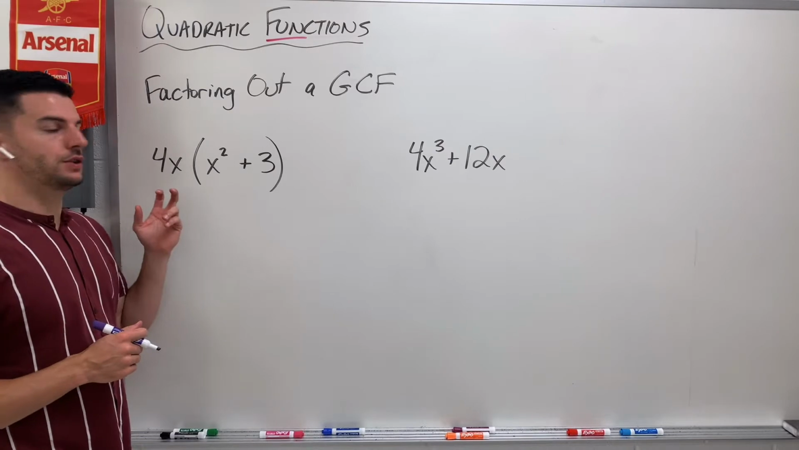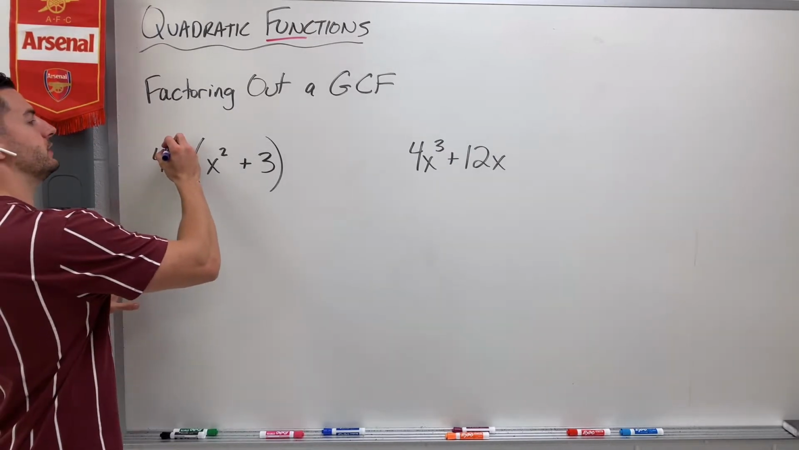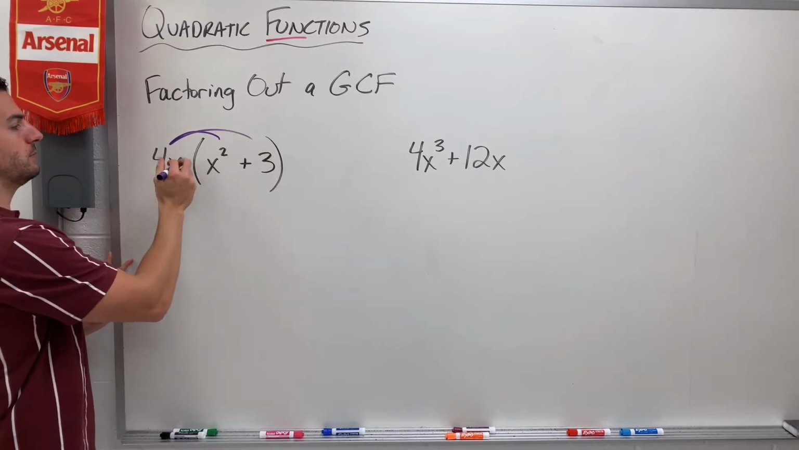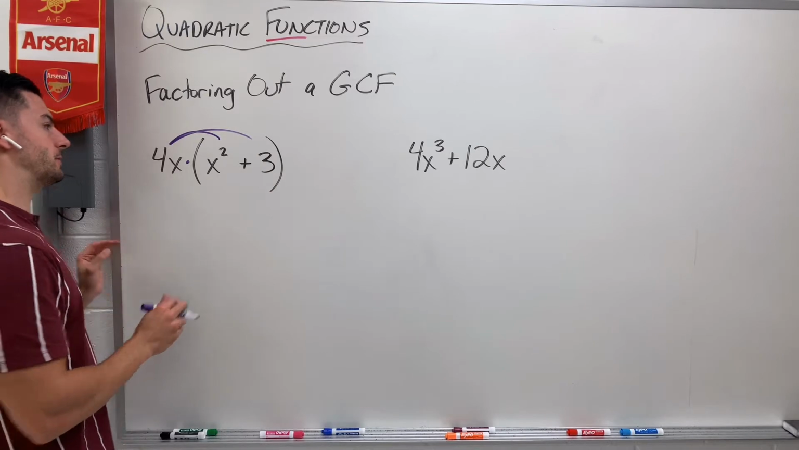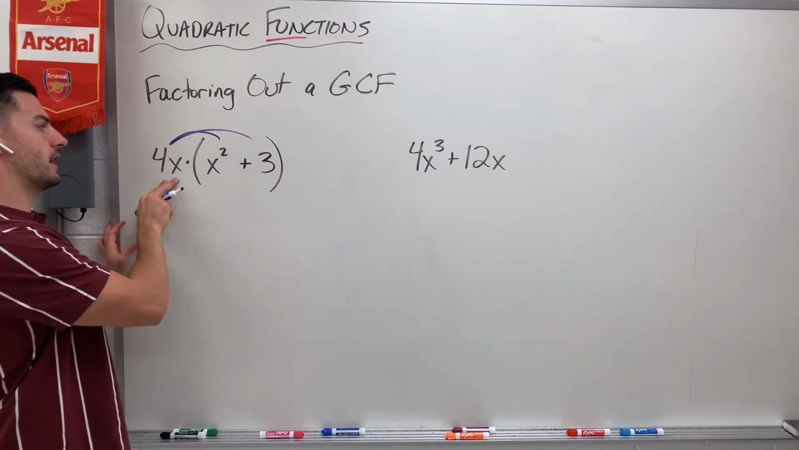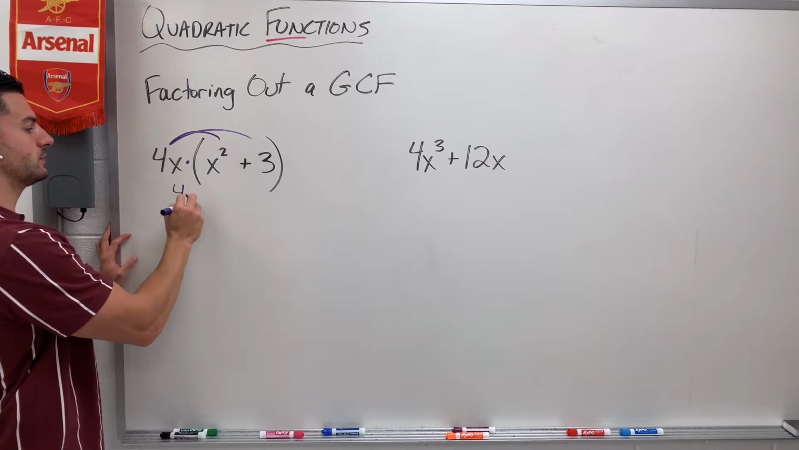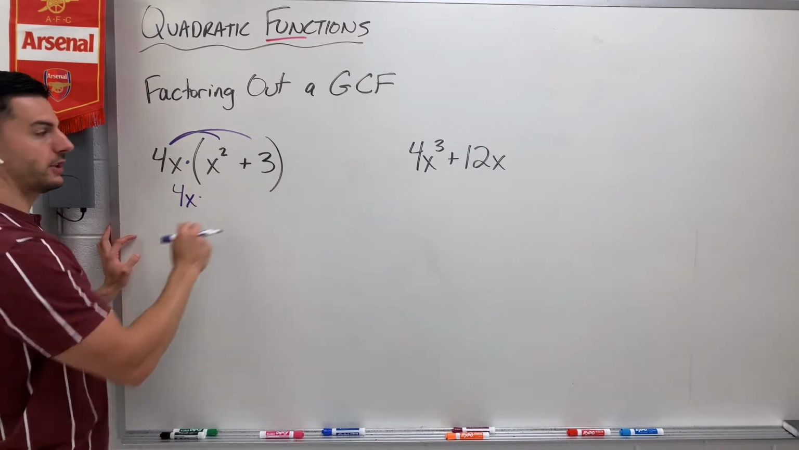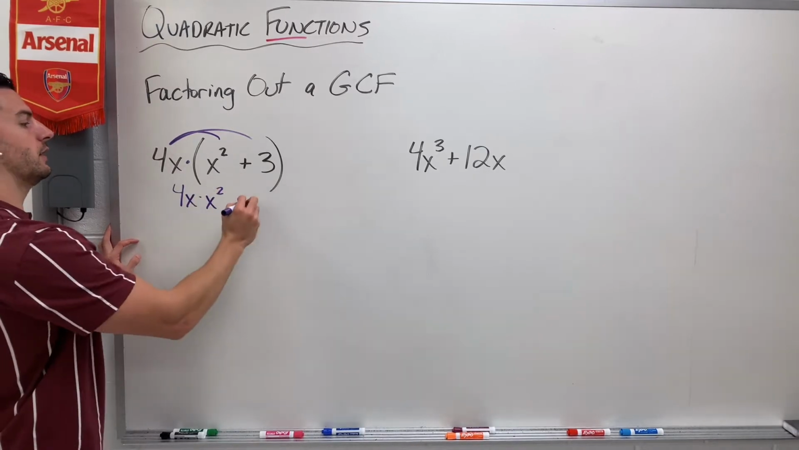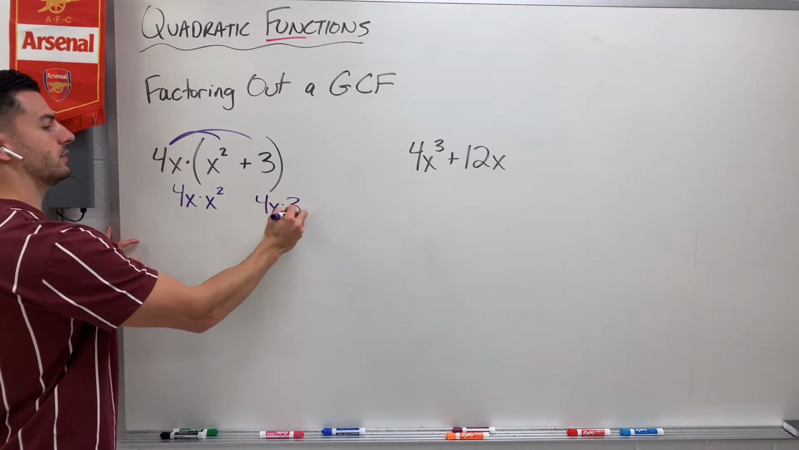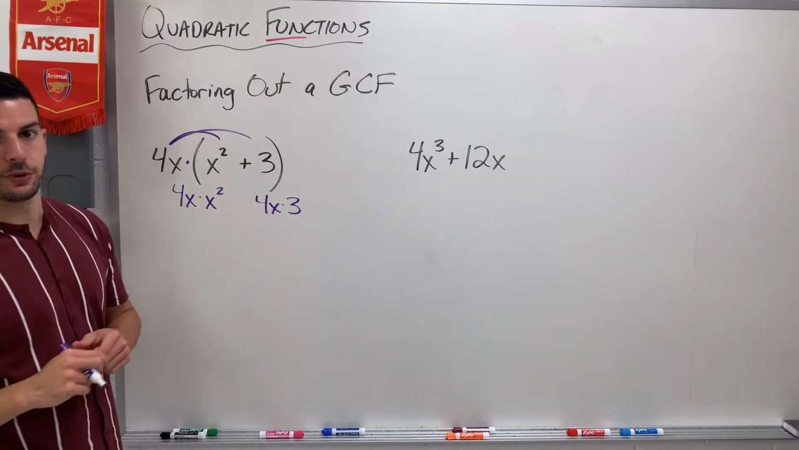All right, so when you look at this one, obviously this 4x can be distributed. How do you know that? Well, it's a term multiplied by a group, a polynomial. And so when I have a term multiplied by a group, I can multiply the 4x times each of the terms that are in here. So 4x times x squared, and then separately, 4x times 3. Two separate multiplications happening because there are two different terms in this group, okay?